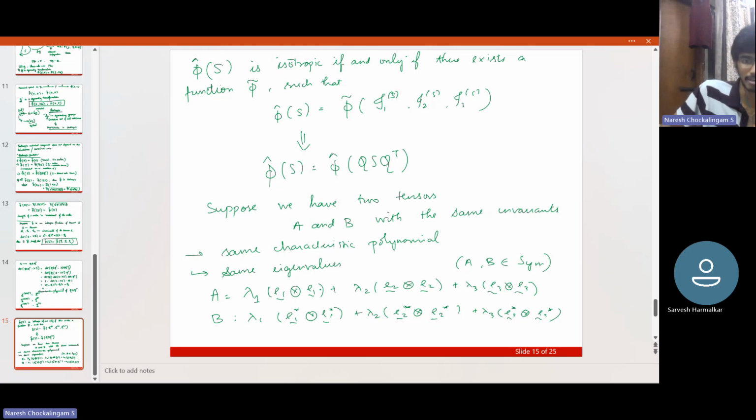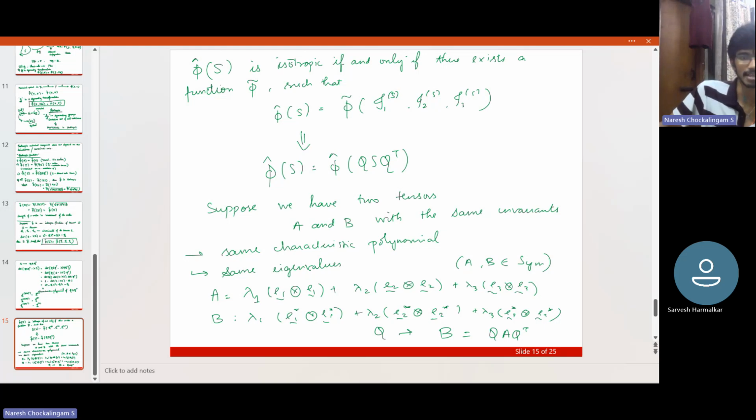But E1, E2, E3 form an orthonormal system, and E1 star, E2 star, E3 star also form an orthonormal system. Therefore, the two orthonormal systems can be related by some matrix Q, and that implies A and B are related by the same matrix. So simple. Therefore, B is equal to Q A Q transpose. So the eigenvectors can be related by some orthonormal relationship.